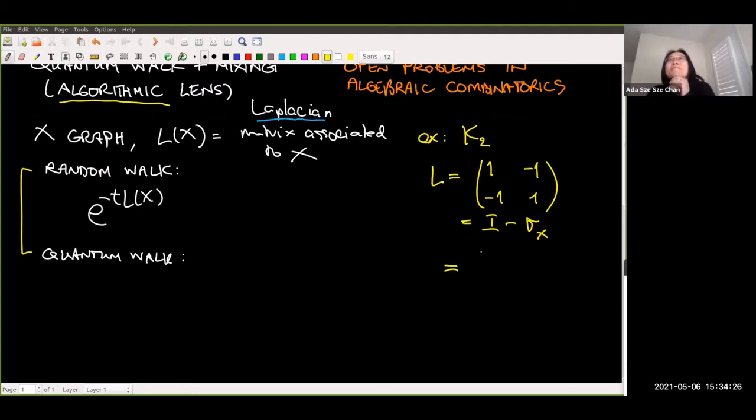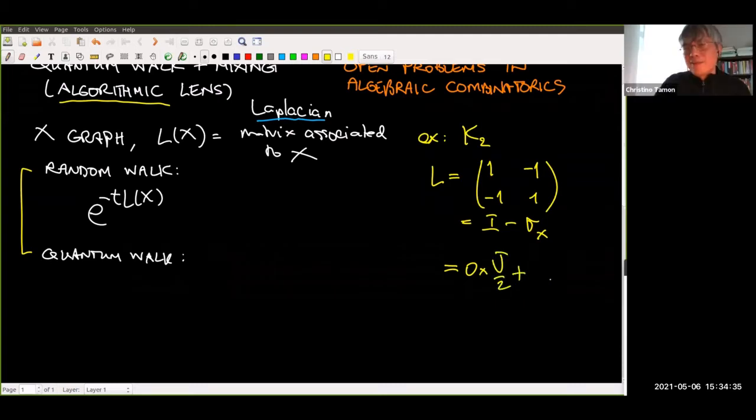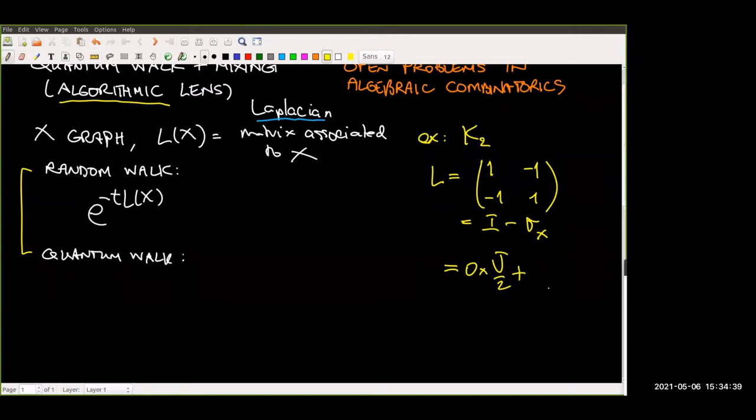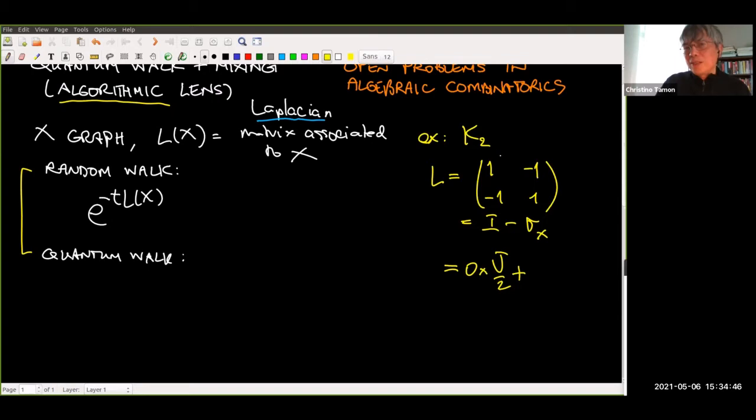0 is the eigenvalue. What is the eigenprojector? Half J. Thank you. What's the other eigenvalue? It's 2. Thank you. And the other eigenprojector, of course, there's only 2 dimensions here, so it's this guy, because they have to sum up to I, right? That's okay, right? Good.